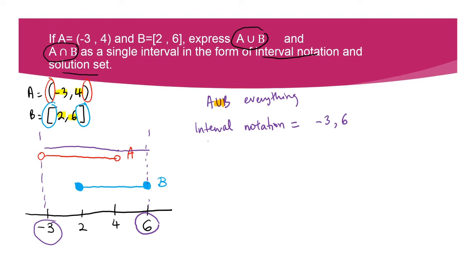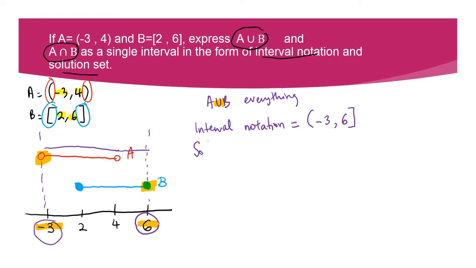At -3, my point is an open point. So this means that my bracket will be an open bracket. And at 6, my point is a closed point. So my bracket will be a closed bracket. That is for interval notation. We look at the point to determine our bracket.